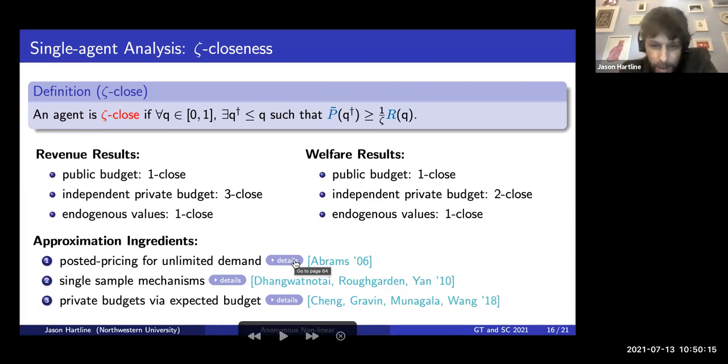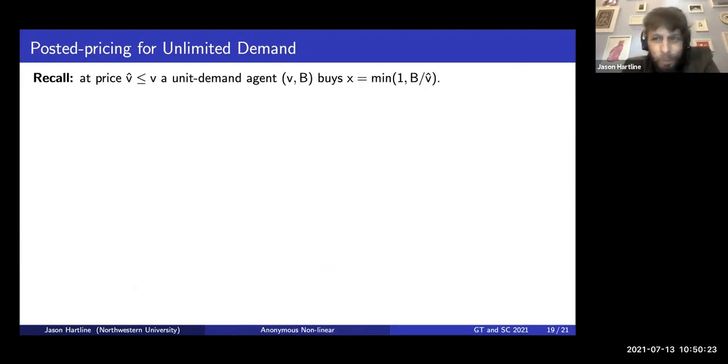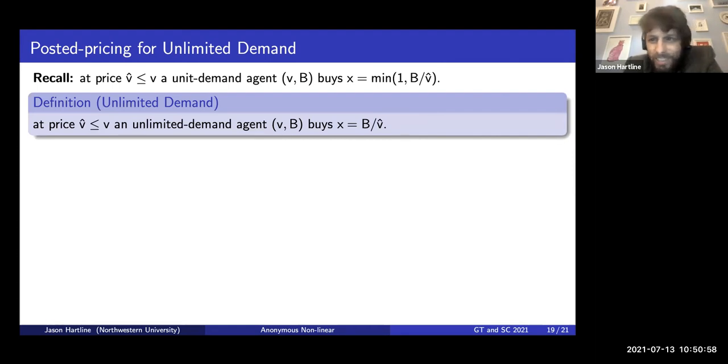Cool, so I'll start with a result by Zoe Abrams: posted pricing for unlimited demand. Let me remind you that we were originally considering a problem of unit demand. A unit demand agent is going to buy at most one unit, and they're going to buy up to their budget if the price I post is below their value, because this is the equation I gave before for how much they demand. They demand the minimum of one unit, which is their unit demand, since they don't want more than one unit, and B divided by V hat, the per-unit price we post. So unlimited demand just gets rid of the constraint that we have one unit. If the price is less than their value, they're going to buy up to their budget's worth of units.